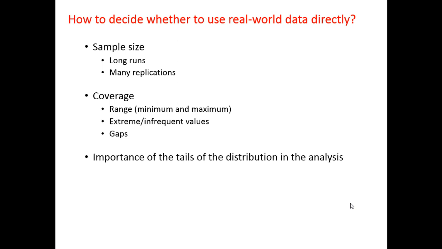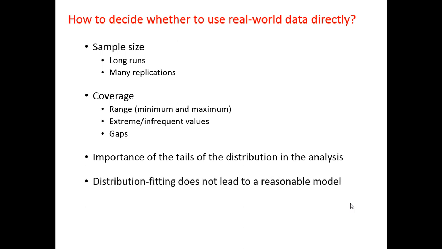Now, the question is, how much do we care about the tails of the distribution in our analysis? In general, for queuing models, for queuing systems, these large values at the tails of the distribution can have a significant effect on the congestion of the system. So time in system, number in system, and their percentiles can be affected significantly if you do not consider these extreme points in your input models.